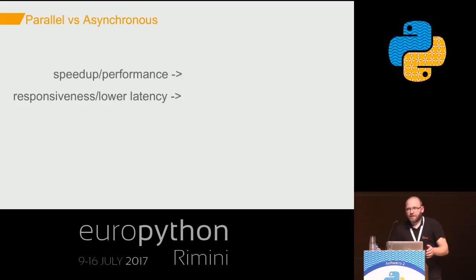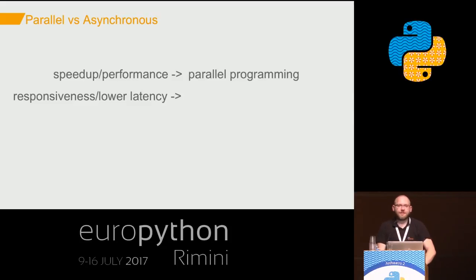Okay, so you should have some knowledge about that now. When I, as a backend developer, think of speed up or performance boost, which one do I want to use, parallel or asynchronous? Parallel, because I want to execute many things at the same time. And if I want to gain responsiveness and lower latency, I'm choosing asynchronous.